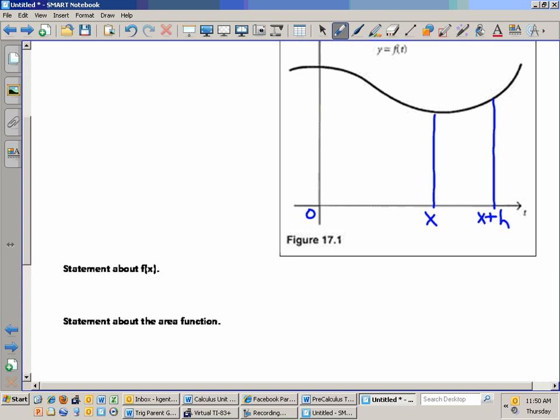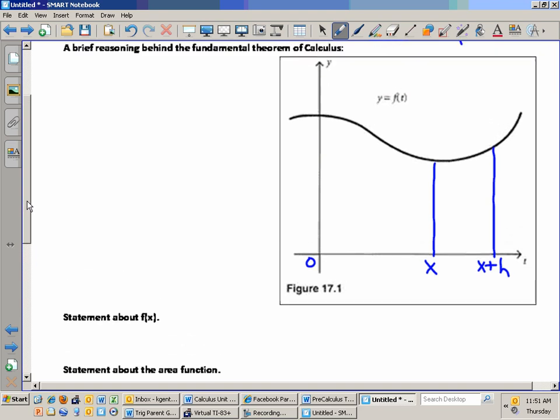Now, what I do for you today is not a sufficient proof, but it is, as I would say, a brief reasoning behind the fundamental theorem of calculus. This is something that we can all understand, and we can take each other through, and you'll see why this works out, which is pretty nice.